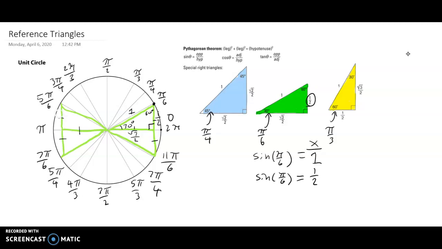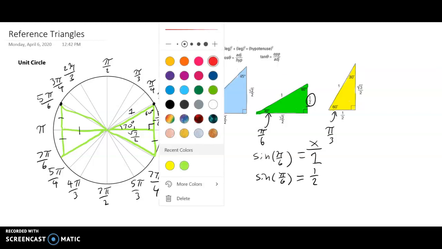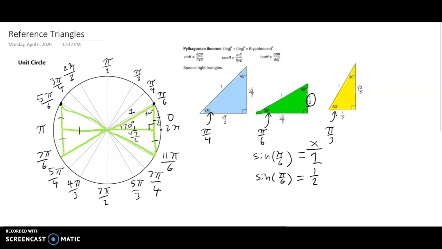So this is the coordinates of this point. And again, there's some other YouTube videos that go into more detail about this, but the coordinates of this point at 5 pi over 6 would actually be, sorry, let me get a different color. This would be the negative square root of 3 over 2 comma positive 1/2.